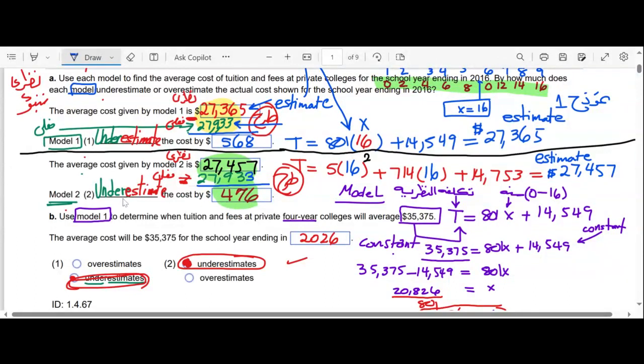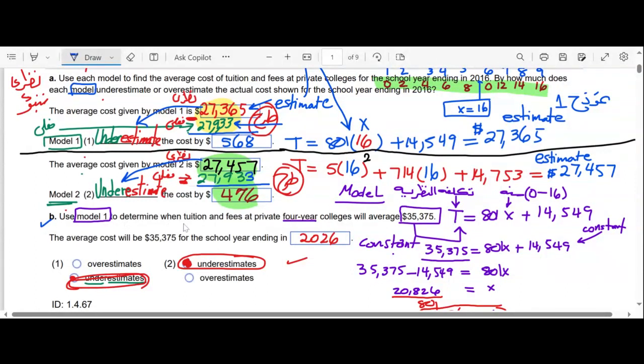476. Is it underestimate or above estimate? Underestimate. So this one is underestimate. Is this clear? So both of them underestimate. So you have two models, and the two models give you that. Now let's go for B.